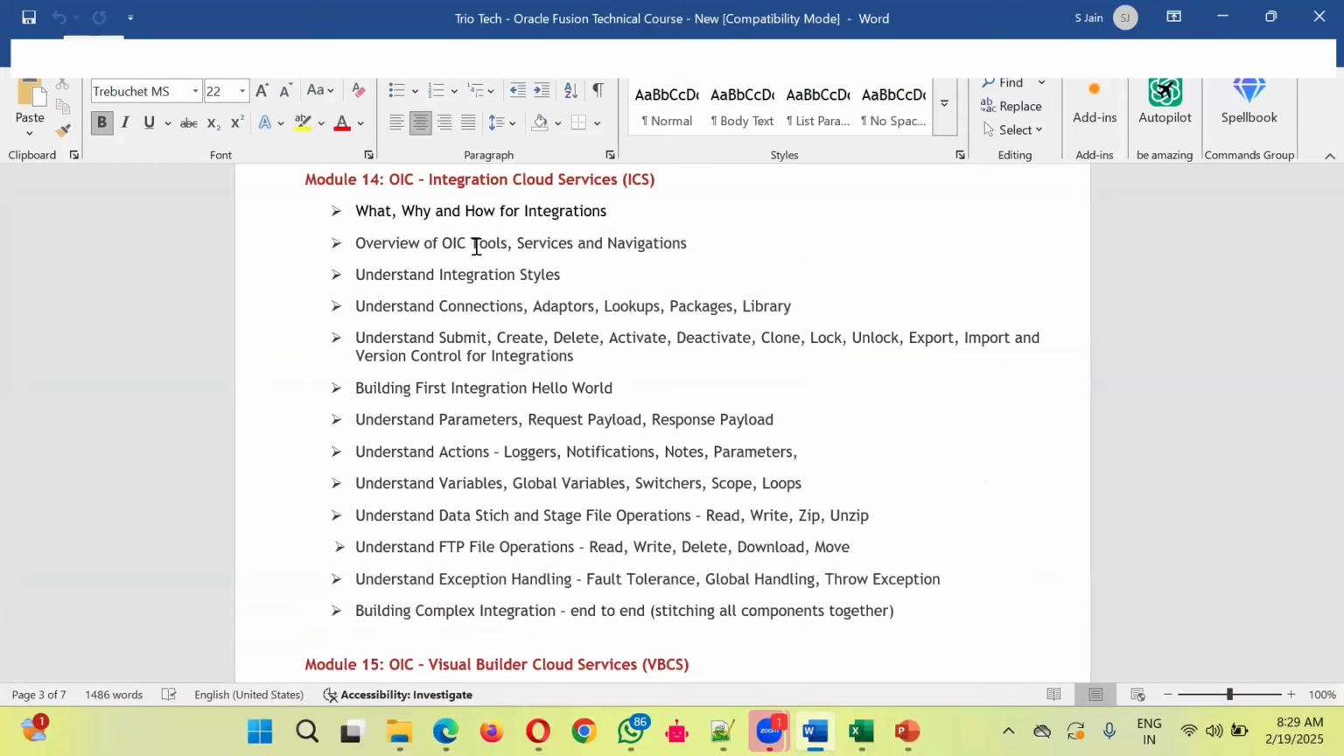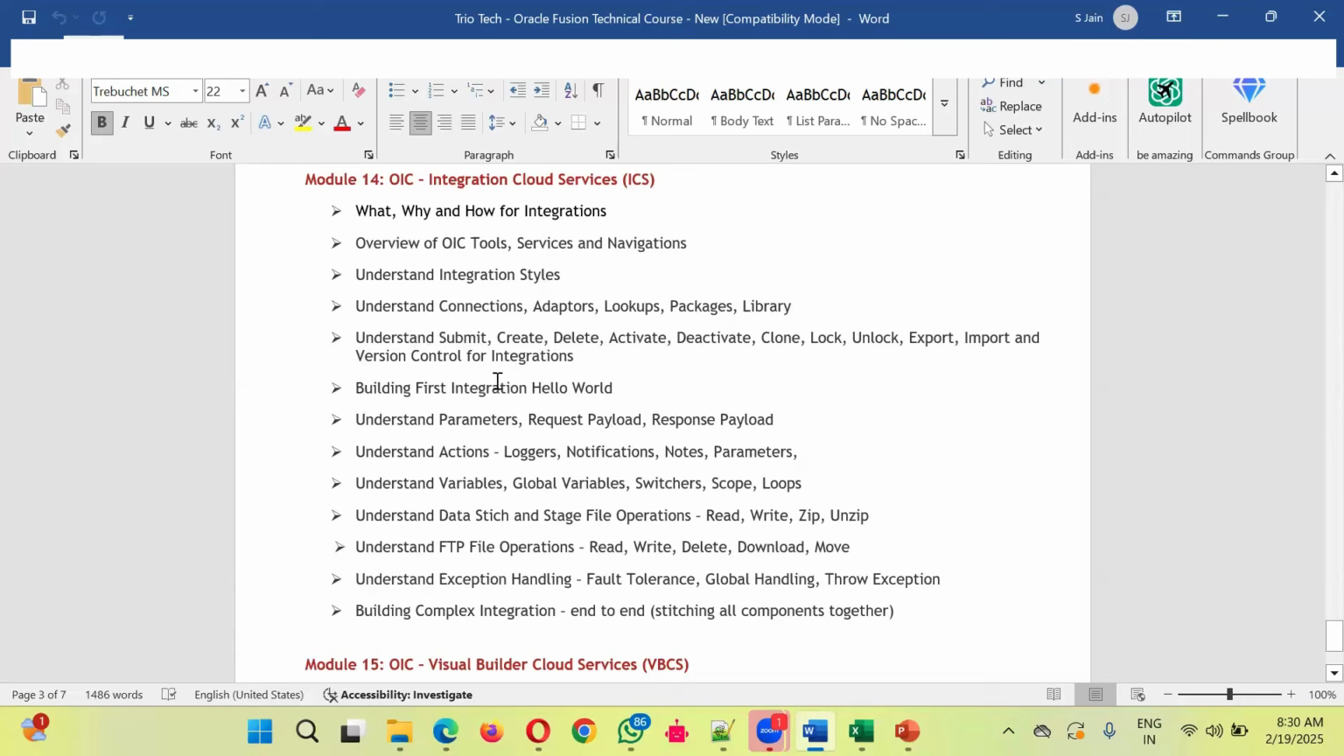In addition to that, we have so many things. Just for the highlights: initially we'll start with OIC, its purpose, and how to navigate its different styles, connections, adapters, lookup, package, and library. All these concepts we will discuss hands-on with practical uses. Then, from an admin perspective, we will learn how to submit an integration, create a new integration, delete, activate, and deactivate.